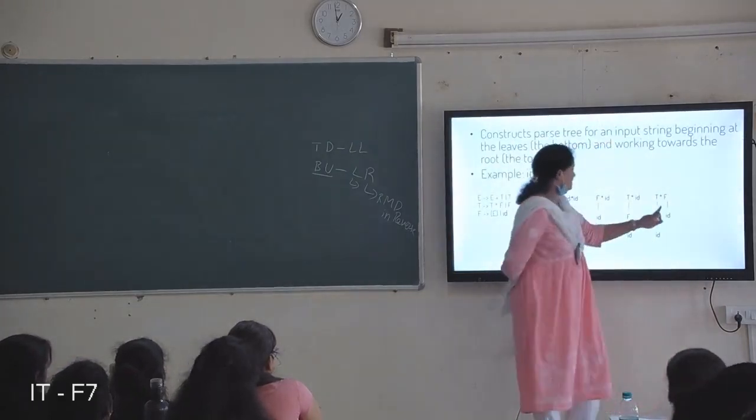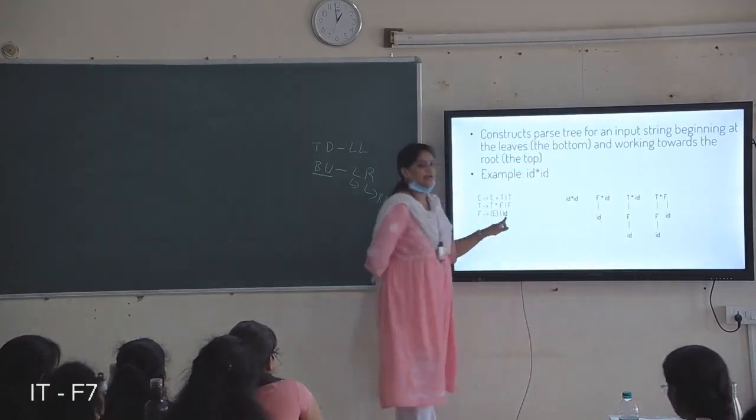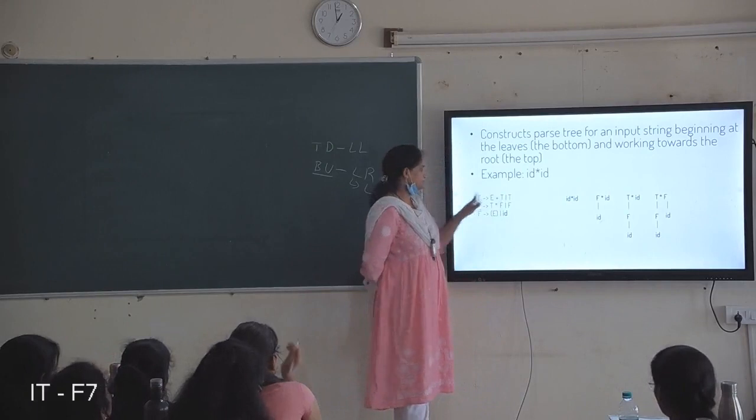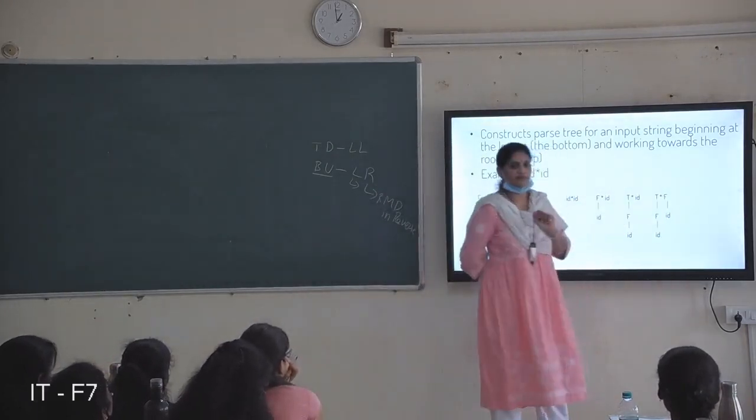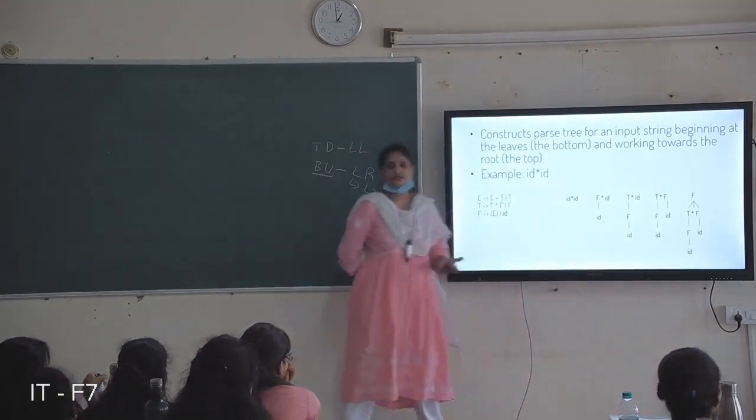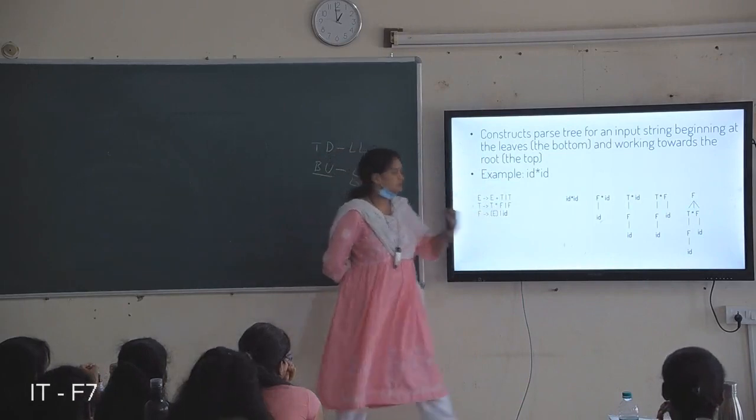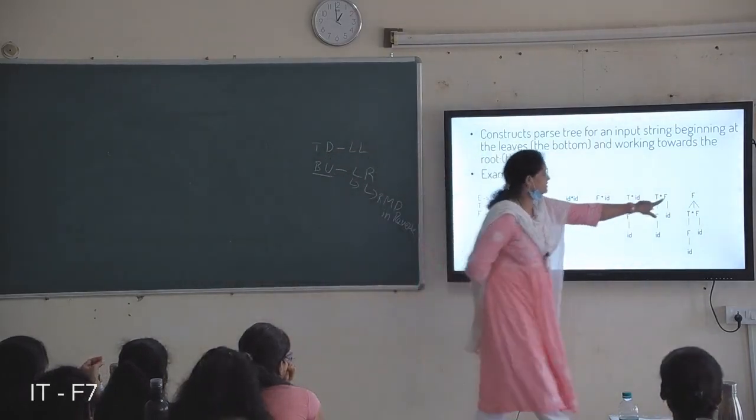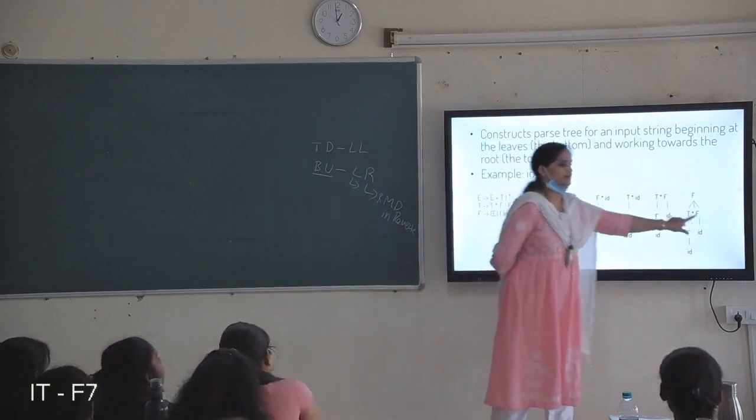Here the next handle is ID. ID occurs at the right side. In ID place you can write F. So T star F, totally you consider T star F. T star F is a handle that occurs at the right side, so that is replaced by a C. Sorry, actually it is T, not F. That is T. In T star F you write T.